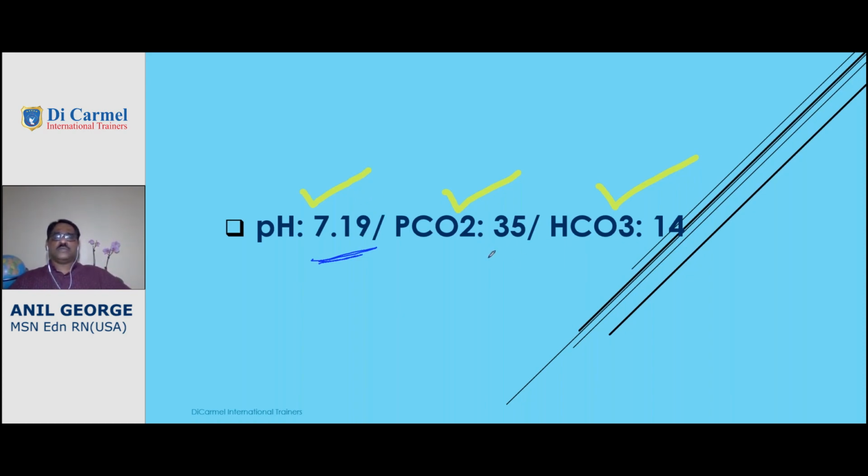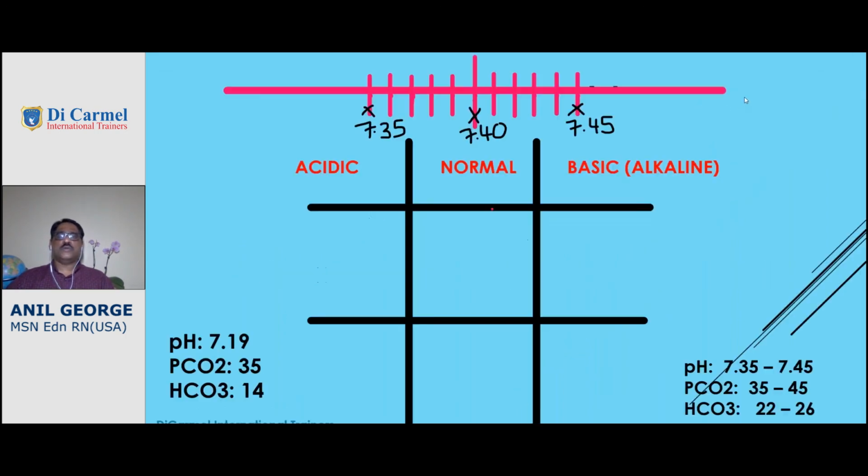And pCO2 35, what is the normal range of pCO2? 35 to 45. So when it goes to 35, it is within range, within normal, but right there at the borderline. It is close to the alkalosis. Whereas bicarbonate 14, we know that is severely in an acidic state. The same values we're going to interpret with the help of our tic-tac-toe, which we already know.